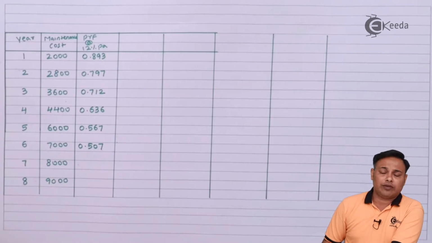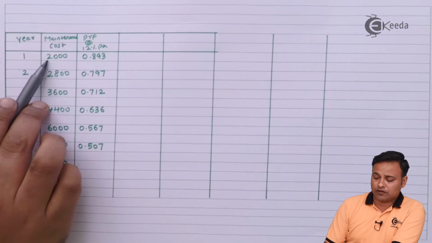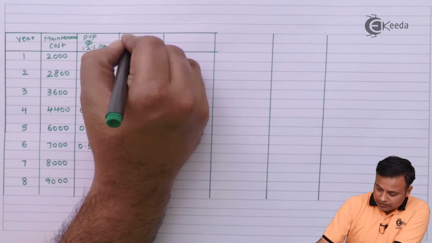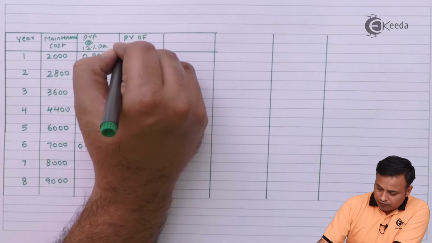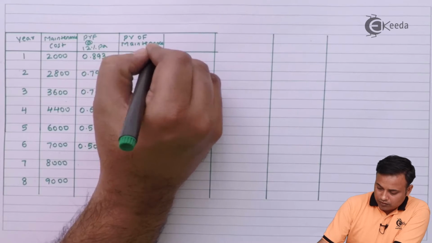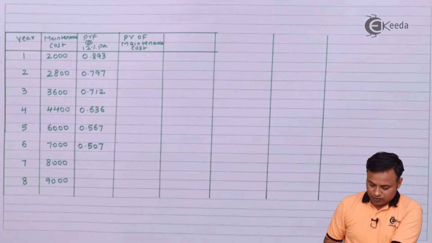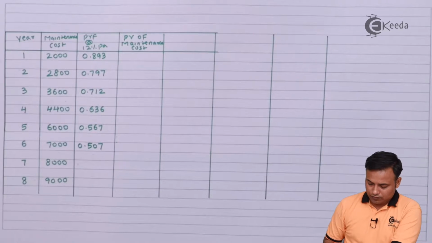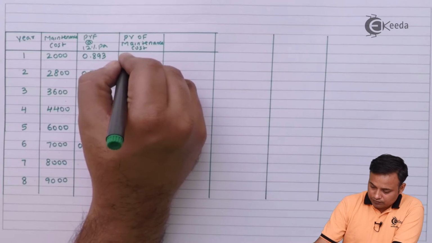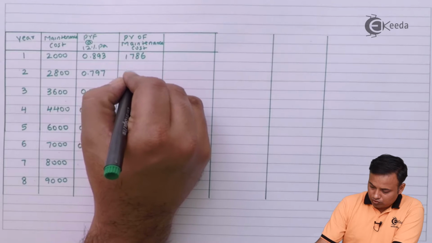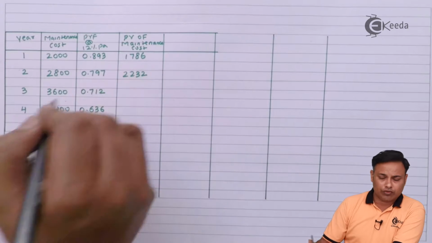Now for the next column, I'll multiply this maintenance cost for the first year with the present value factor to get the present value of maintenance cost, which comes to 2000 into 0.893, 1786. I'm just rounding it off.